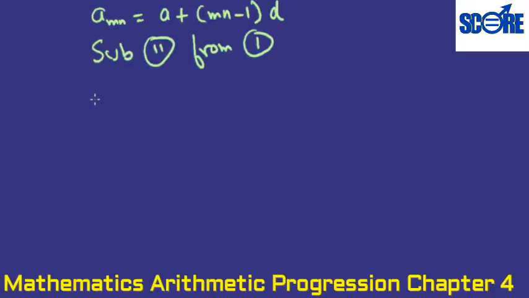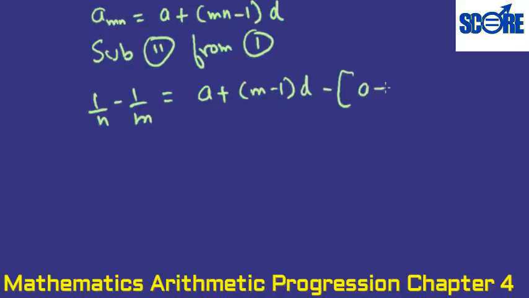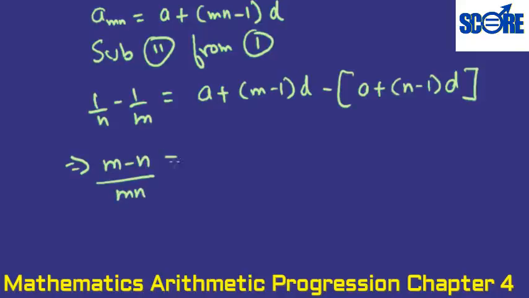So that will become 1 by n minus 1 by m is equal to a plus m minus 1 into d minus of a plus n minus 1 into d. So when we subtract the second equation from the first, we will get this. So now we have to solve this, and find the value of a and d. So when we solve it, what we will get is m minus n upon mn is equal to a plus m into d minus d minus a minus n into d plus d.